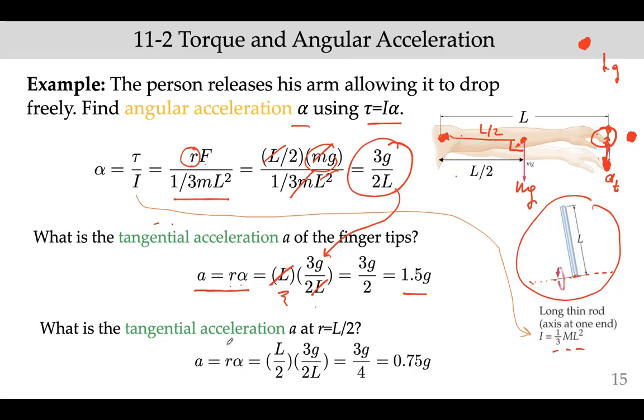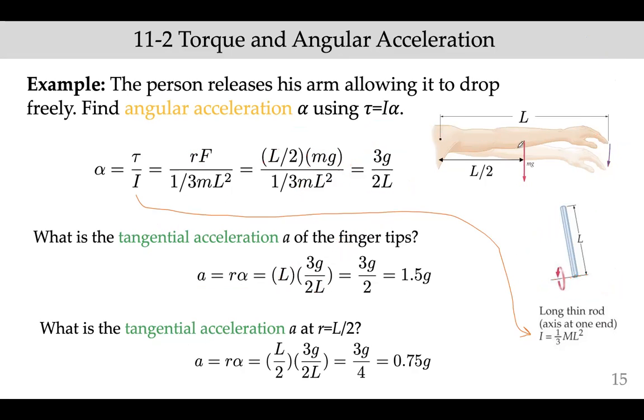Well, let's continue for now to calculate the tangential acceleration at the middle point. What is the tangential acceleration here? What is AT? Well, we will use the same equation, except now instead of L, we will use L divided by 2. And again, these cancel each other. So the tangential acceleration here is 0.75 g.